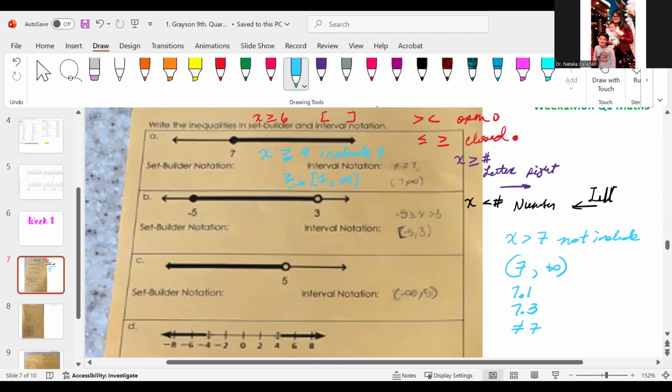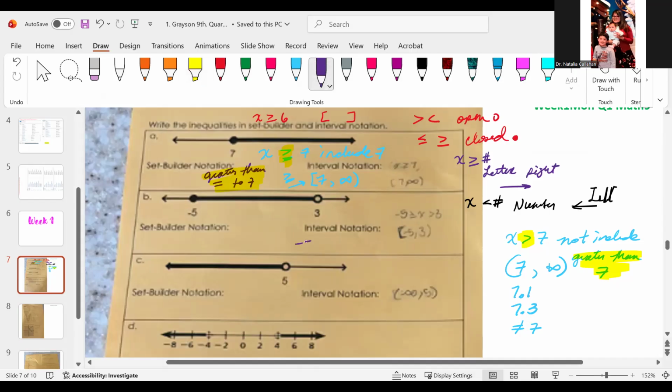This is greater than 7. Do you see that? This is what it means. Greater than 7. This is greater than or equal to 7. That means you can equal 7. It could also be 7.1, 7.2, 7.3, 8, 20, a million, infinity. But it also equals 7. Do you see the difference? Okay.